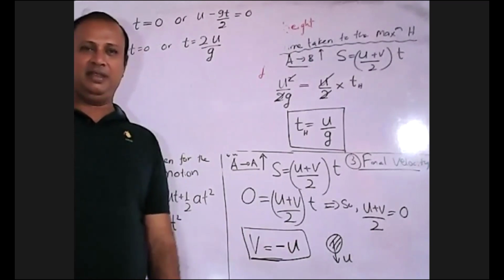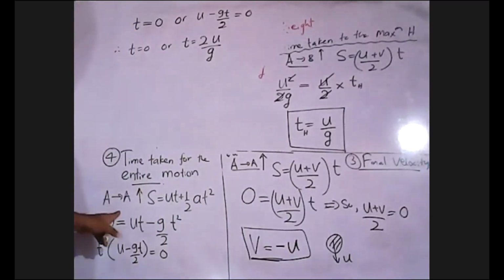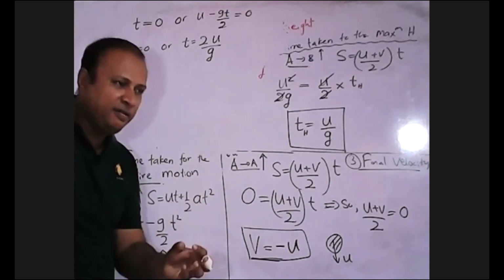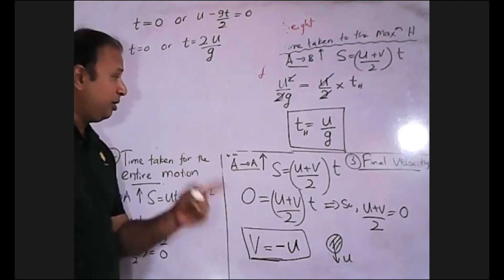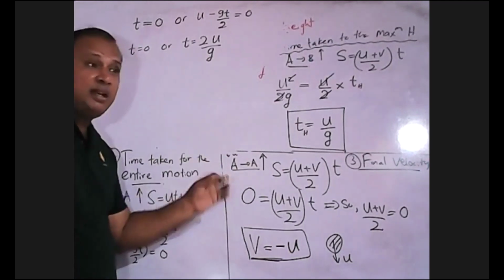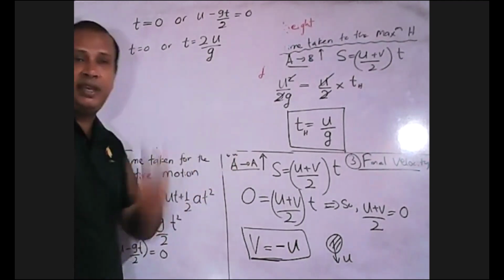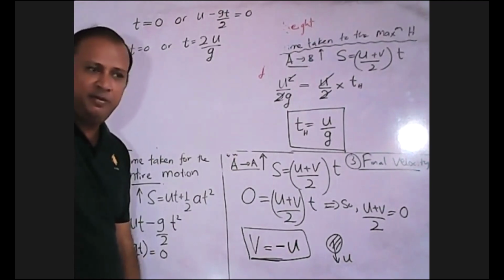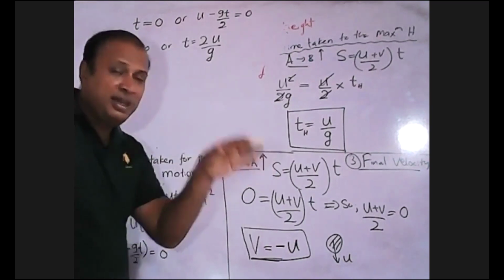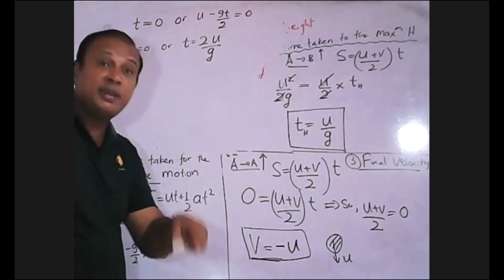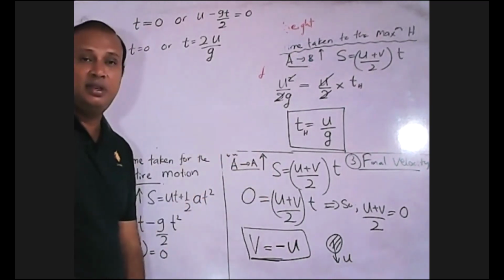What is the problem here? I have applied the equation from A to A. That means I want to find the time when the ball is at the point A. Actually, the ball is at point A on 2 occasions.